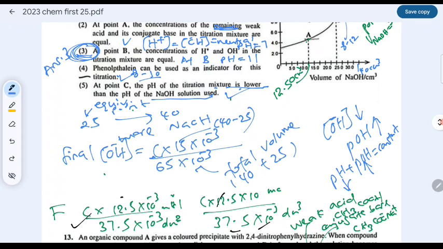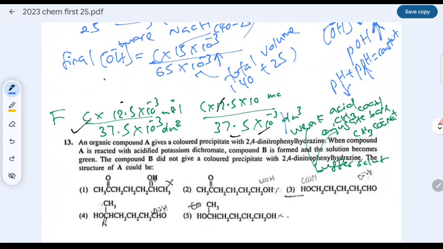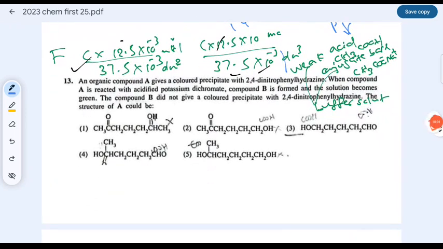Why is the final OH minus concentration lower? Because the volume is high here. The volume is high. Therefore, the OH minus concentration is lower. Therefore, pOH is high. When pOH is high, pH is lower. So, the fifth statement is correct. So, the answer is 3 for the 12th MCQ. Right. Next, we'll move on to the 13th MCQ.